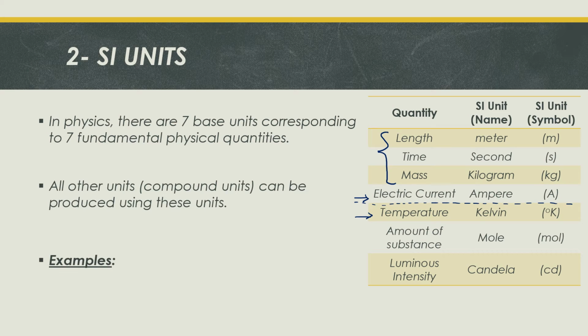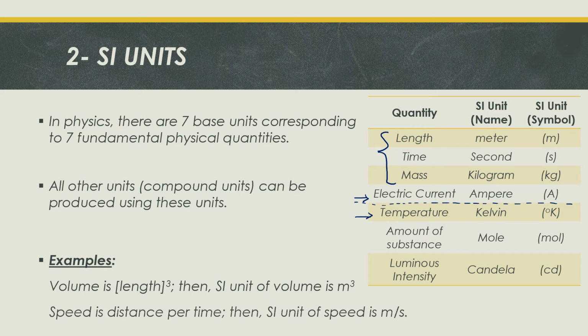All other units can be composed of these units and they are called compound units. They can simply be joined by multiplication or division. Some examples of compound units, we have the volume, which is length cubed. The SI unit of volume is the meter cubed. Speed, which is distance over time. It is a compound unit made up of length, which is expressed in meters, and time, which is expressed in seconds.